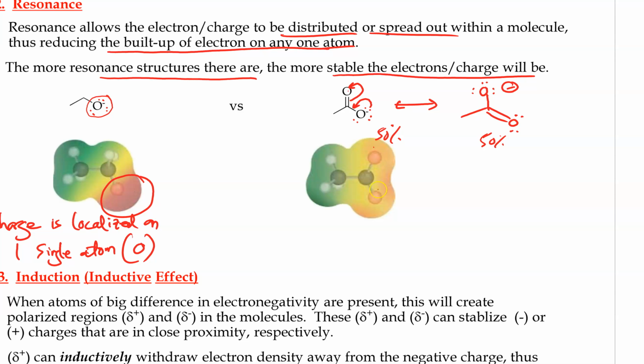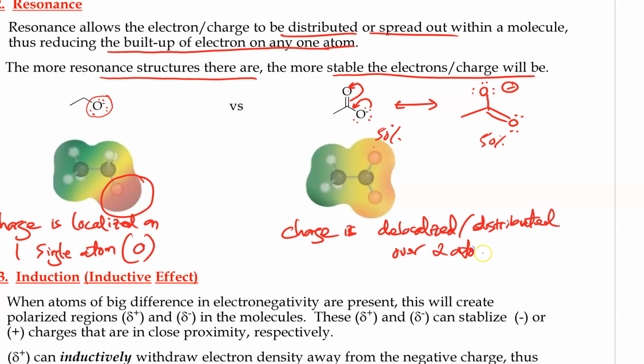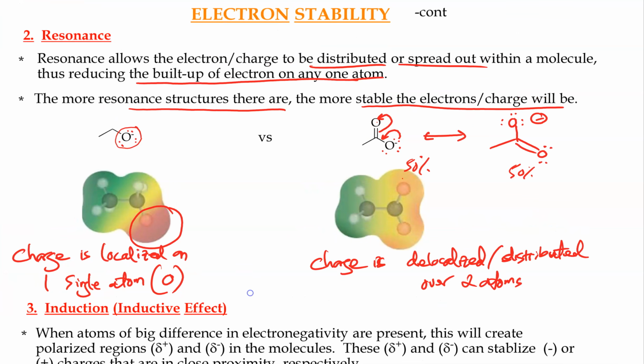So you can see that this electron is then said to be more delocalized. So the charge of the electron is delocalized over two atoms, or distributed over two atoms, and therefore it is more stable. So that's how resonance can affect the stability of a molecule.